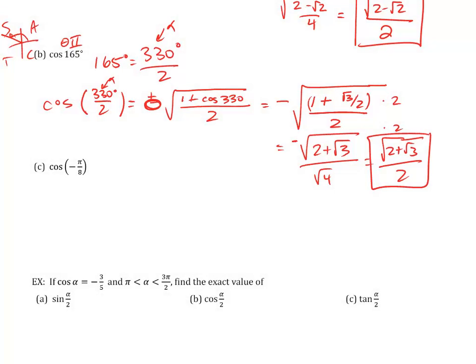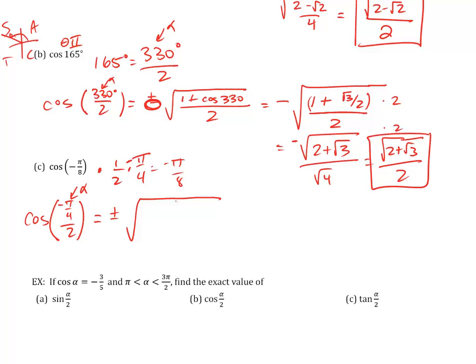In this problem, we got cosine of negative pi over 8. And of course, we recognize that pi over 8 is not in our special family of angles, but it is actually a half of one that we do know. If you take a half of pi over 4. And if it's a negative, you have a negative pi over 8. So you can think of this as cosine of negative pi over 4 divided by 2. So negative pi over 4 is your alpha. So you can use your half angle formula again and have 1 plus cosine of negative pi over 4 all divided by 2.